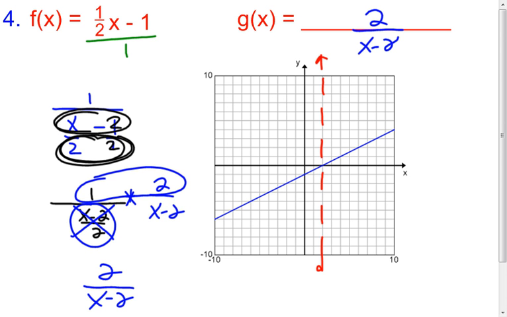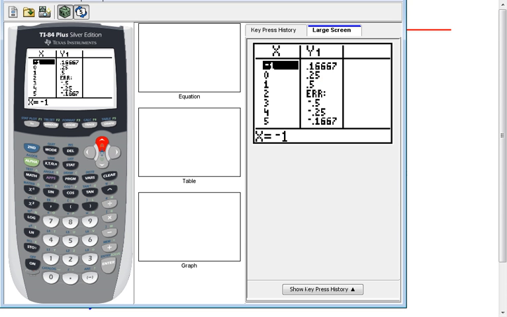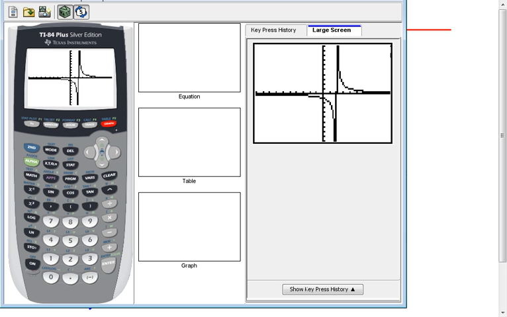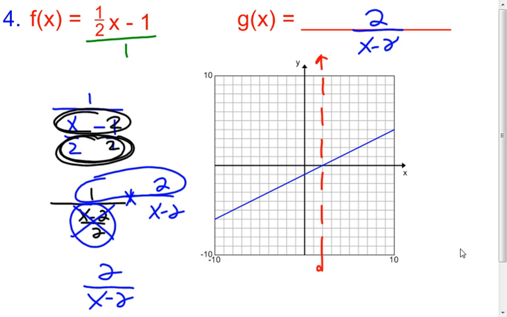Okay, and I will go to my calculator and plot this. So I go to my y equals, I clear this out, 2 divided by parentheses, and I'll have x minus 2. Okay, hit graph. And so I have my vertical asymptote at 2. You can see you have a horizontal asymptote at 0 as well. So I will plot that in there.